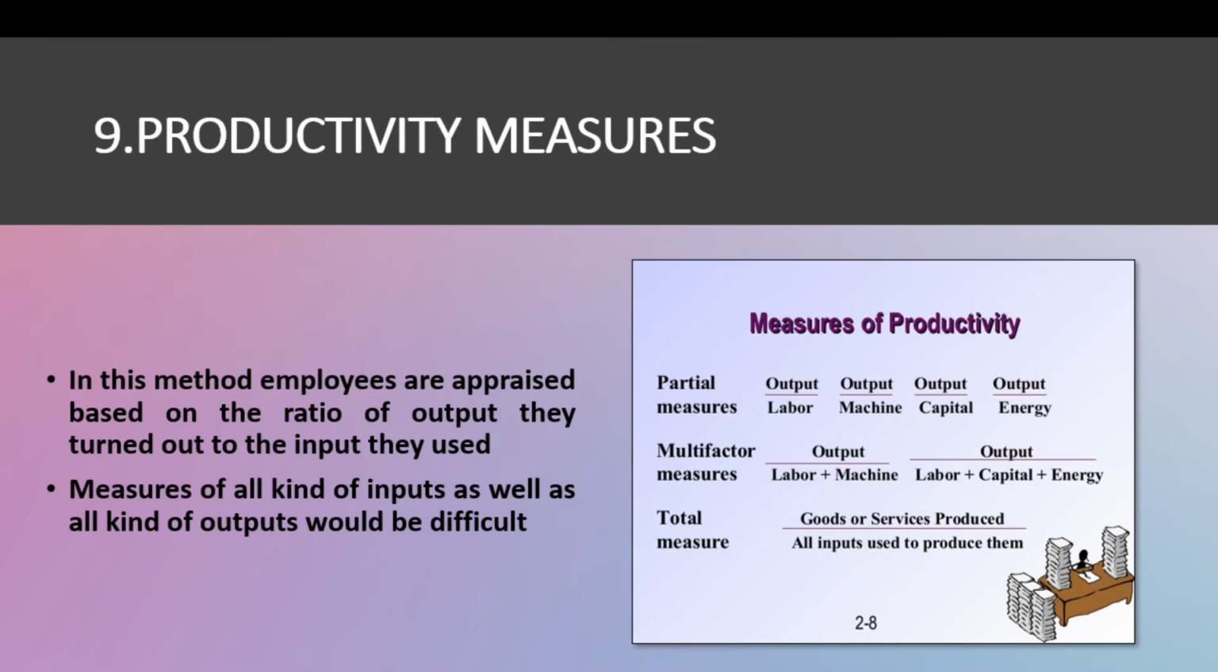Productivity measures. Under the productivity measures of performance appraisal, employees are appraised based on the ratio of output they turned out to the input they used. For example, sales to employee salaries and benefits, or number of clients served per day. These measures are not free from limitations, as measurement of all kinds of output as well as all kinds of input would be difficult.